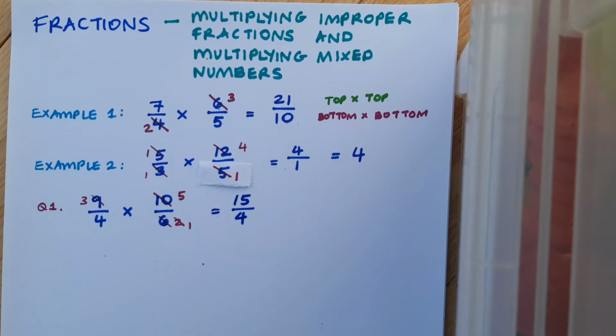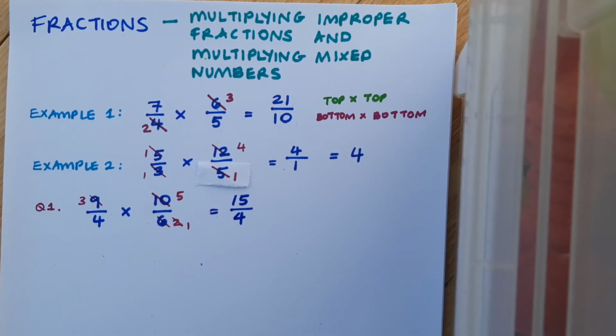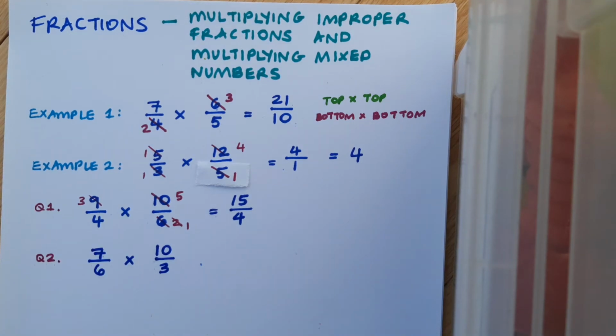Just note in this question, you may have chosen different options for cancelling down, but you should still end up with the same solution as me at the end. Okay, so here's a question for you. 7 over 6 by 10 over 3. Again, pause the video here for yourself, and when you've done, play and check if you're correct.